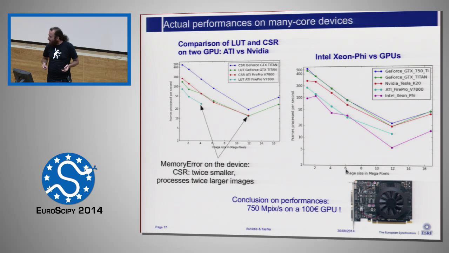Finally, I show some benchmarks here. You can see the performance increase from lookup table to CSR, which is about a factor of 2 or 3. And also, we can see on the other benchmark, which is done only on CSR with many different many-core architectures, that our code performs consistently well, with the surprising fact that a very cheap consumer-grade GPU gives top performance.